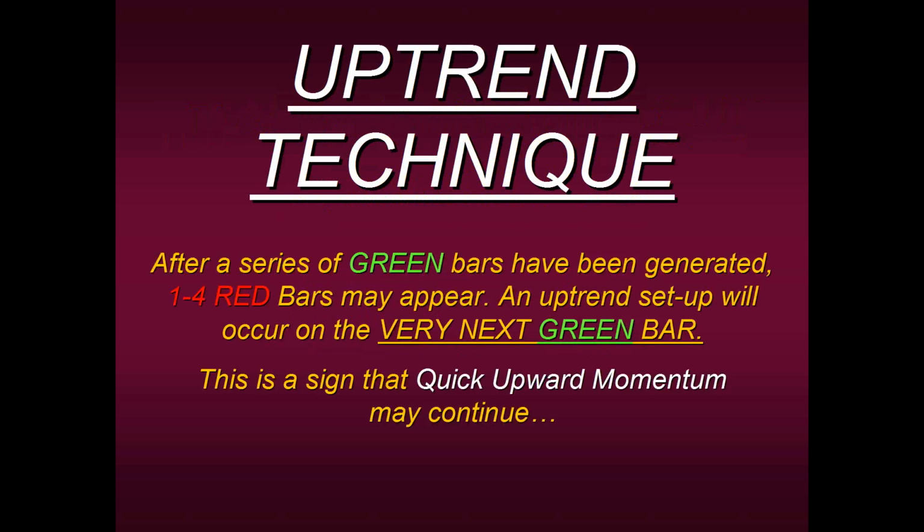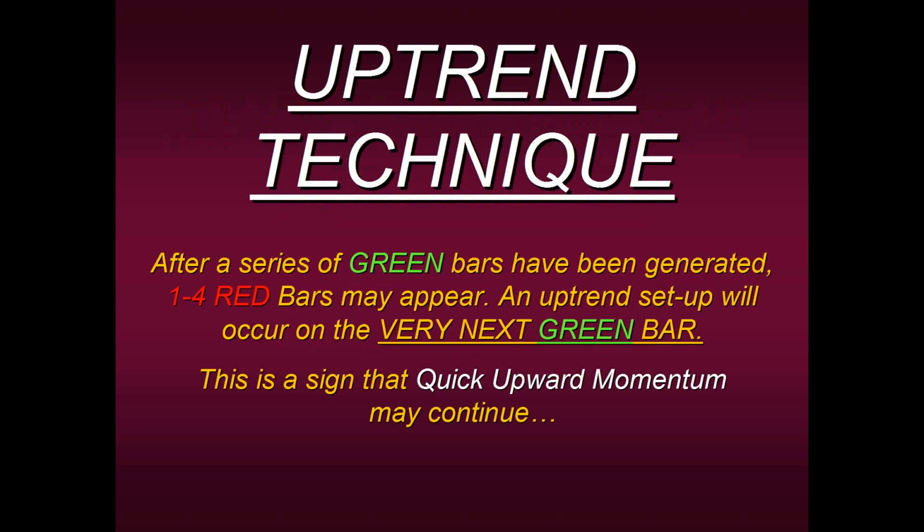After a series of green bars, and when we say a series, we mean a minimum of 5. After a series of green bars have been generated, 1 to 4 red bars may appear, okay? Now, an uptrend setup will occur on the very next green bar. So you see, after a series of green bars, we want a maximum of 1 to 4 red bars. We can't have more than that because if we have 5 red bars, well, now the trend is down. So that's the cutoff right there.